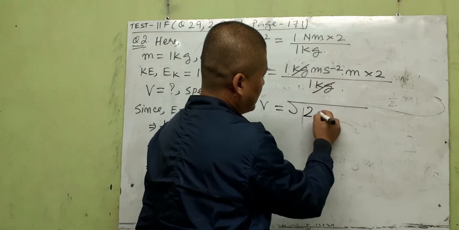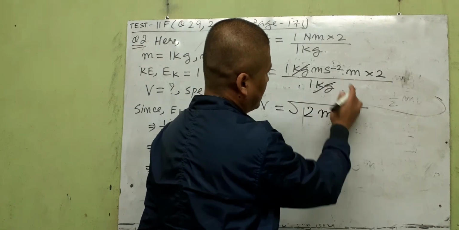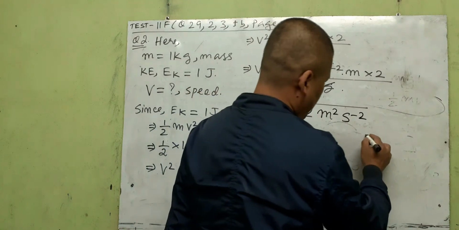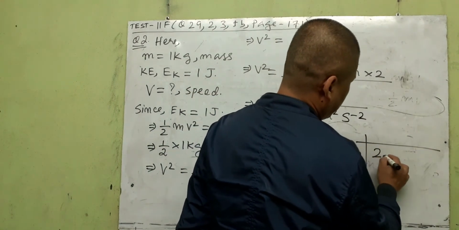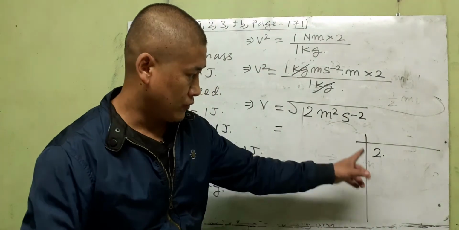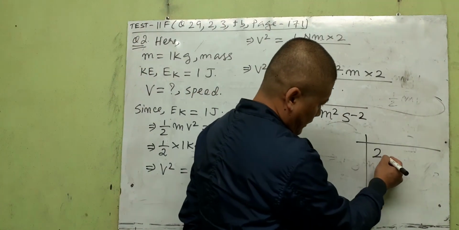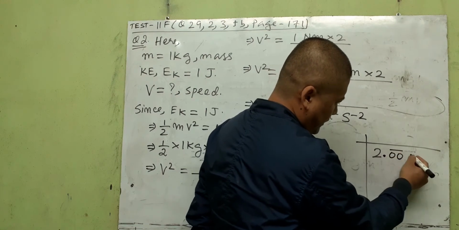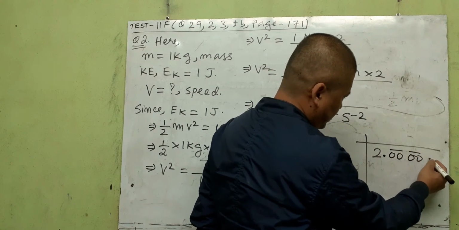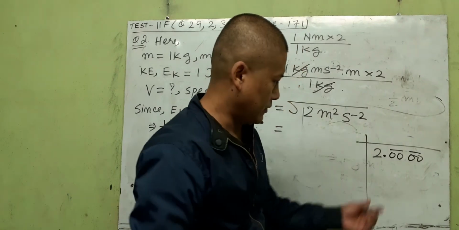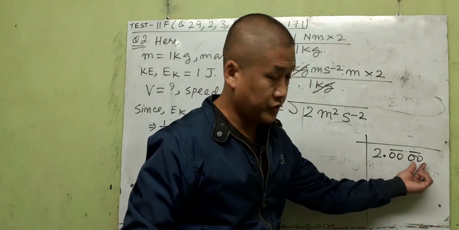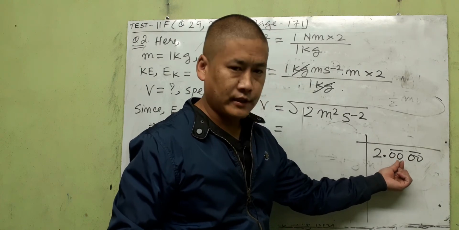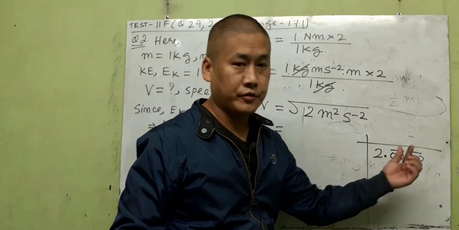Then here, meter into meter, meter square. And here, second to the power minus 2. So it's just a matter of finding out the value of root 2 by division method, which is 2 means 2 points. So after the decimal point is the decimal part, so in square root division, at least 2 digits should be there. So we put, if there are no digits, we put zeros ourselves. In the decimal part, there should be no single digit, so we have to put double zero, double zero.